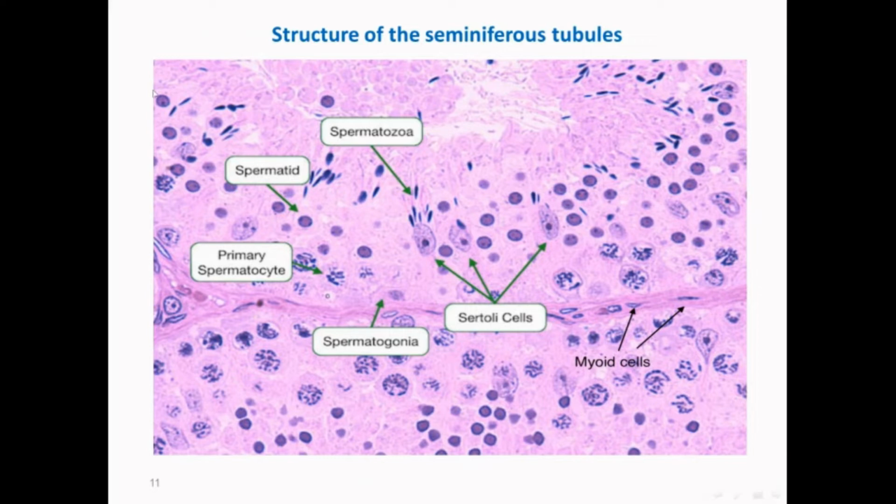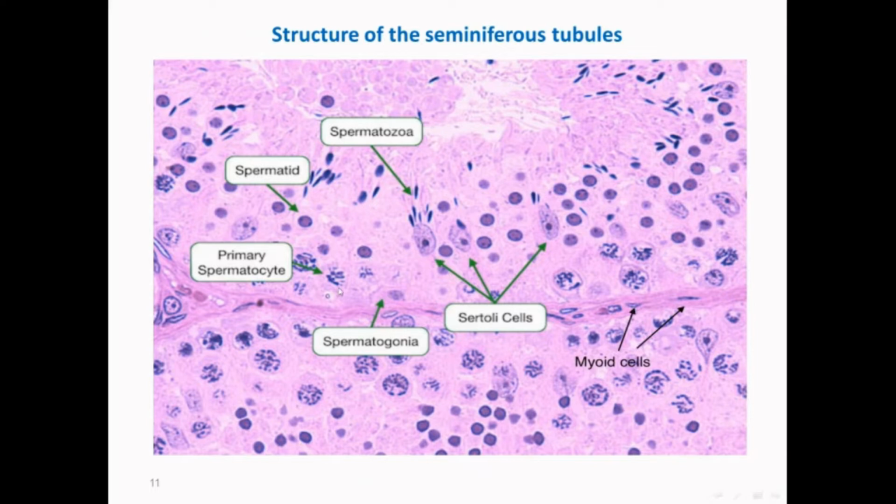The basement membrane here of the seminiferous tubules is covered by fibrous connective tissue, and the innermost layer of the seminiferous tubules here contains flat muscle-like cells, here myoid cells. These help to give weak contractions in the tubules.